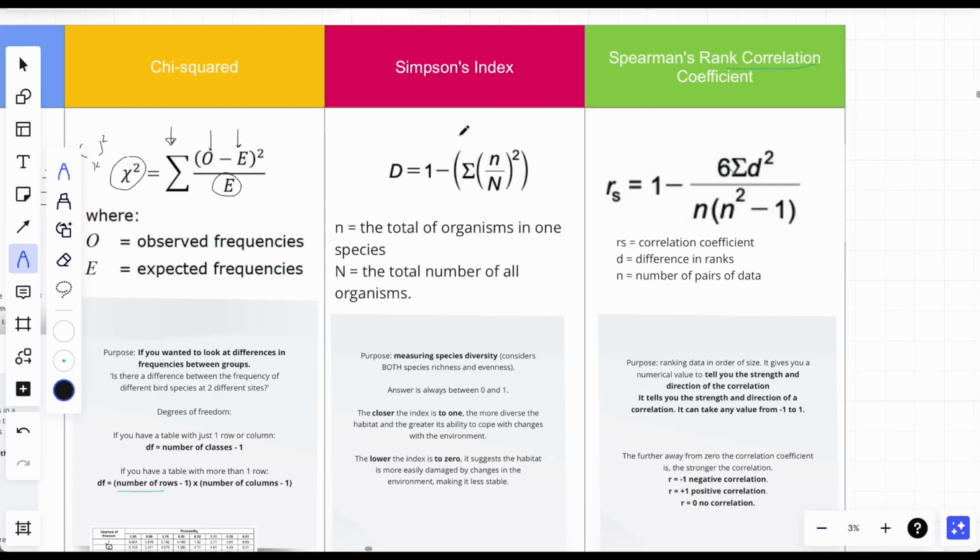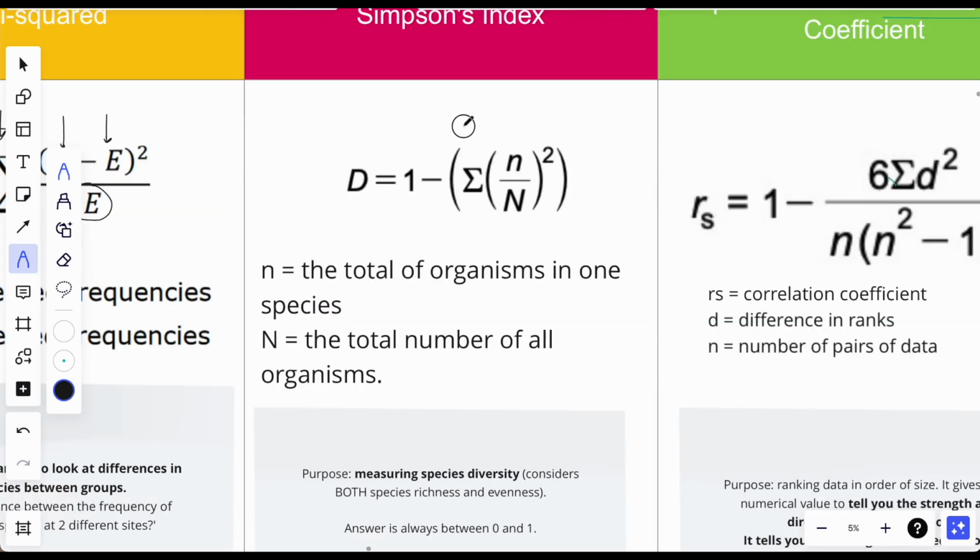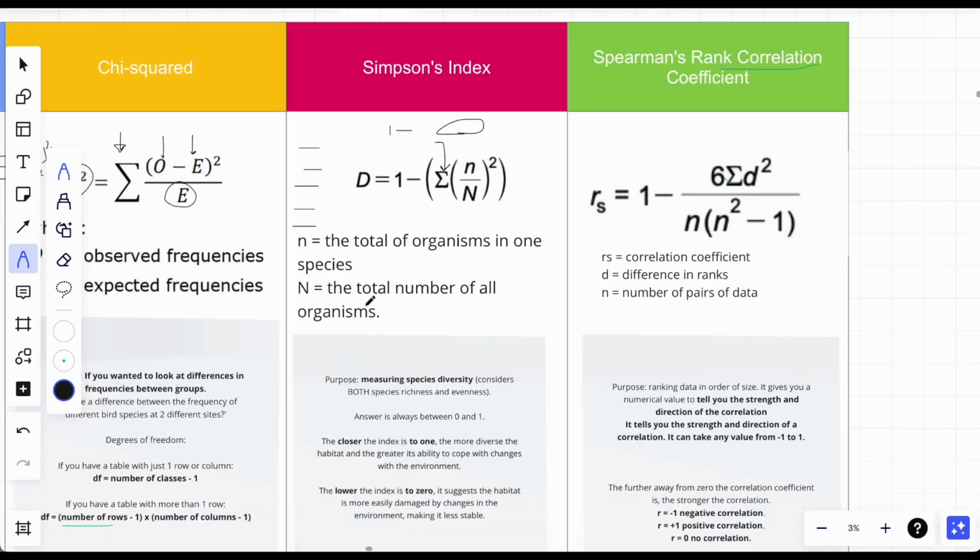Then second to last, Simpson's index. This is all to do with biodiversity and species richness and evenness. So here's the formula. We have 1 minus, okay? Oh, look at our best friend back again. The sum of n, which is the total organisms of one species, divided by the total number of all organisms, and then you square that after you've done them per row. Add them all together, and that will be your sum. And then after you've added them all together, just do 1 minus that value, and then you're going to get the Simpson's index number.